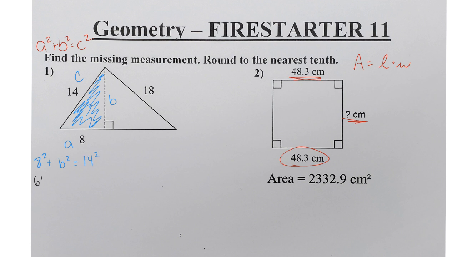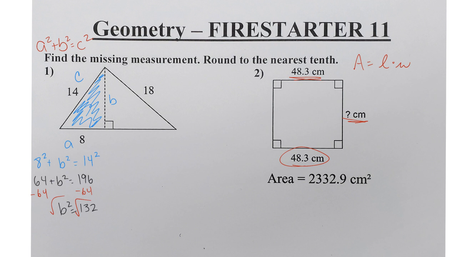Now, 8 squared is 64. I don't know what b squared is. I know 14 squared is 196. So now I'm going to take 64 from both sides. So I do 196 minus 64. I end up with 132. So I have b squared equals 132. Remember, I want to get the letter by itself, and then I want to square root both sides, because that's going to get rid of that little 2.